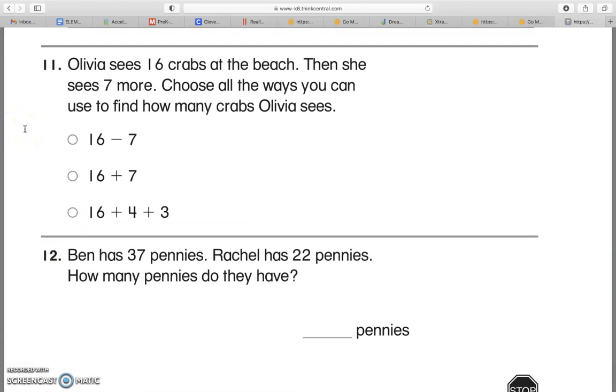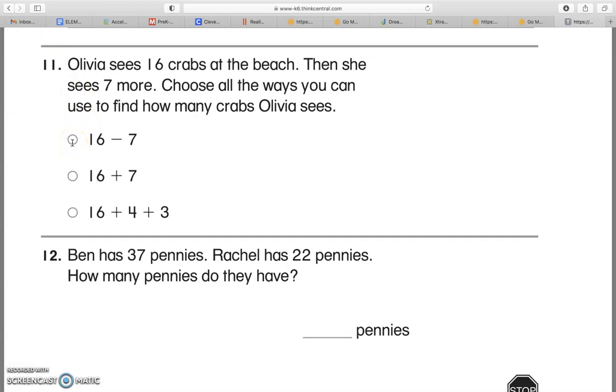Number 11. Olivia sees 16 crabs at the beach. Then she sees 7 more. Choose all the ways you can use to find how many crabs Olivia sees. So she saw 16 crabs at the beach, and then she saw 7 more. Choose all the ways you can use to find how many crabs Olivia sees. So there can be more than one right answer.